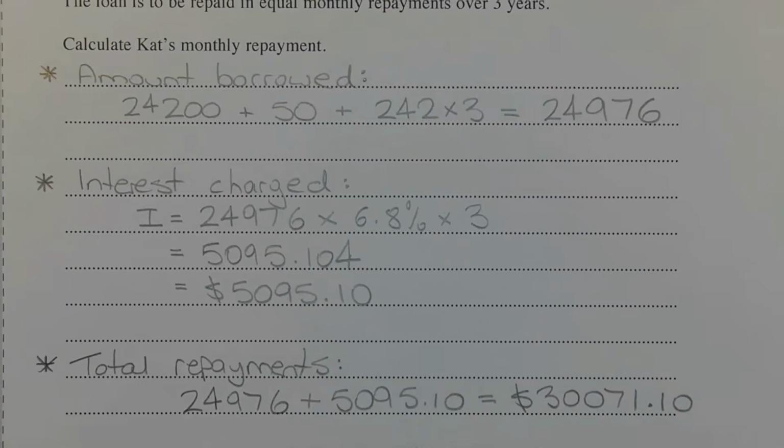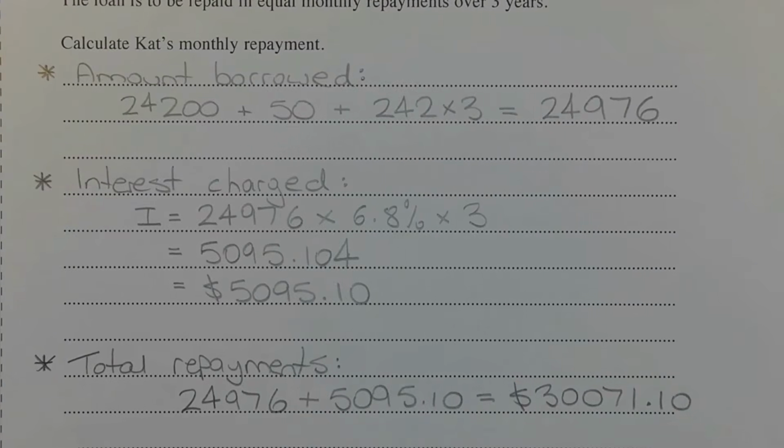The next thing we need to work out is the total value of the repayments. So we take the principal, so that's the amount borrowed, which is $24,976, and then we add on to that the interest that is charged, which is this value here, $5,095.10, and we get $30,071.10.